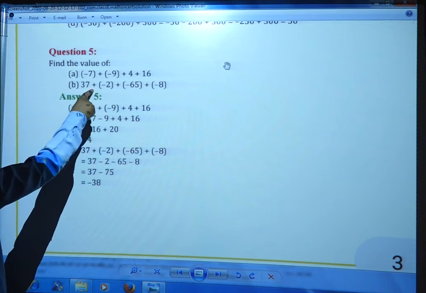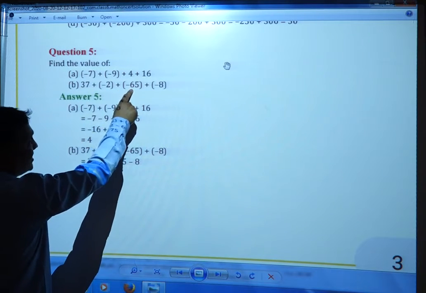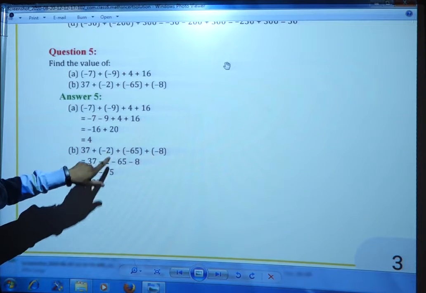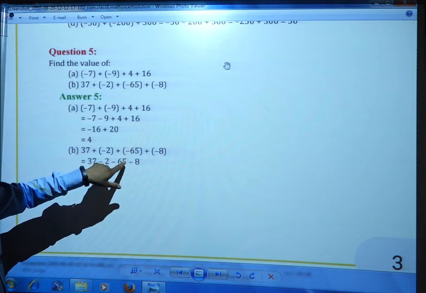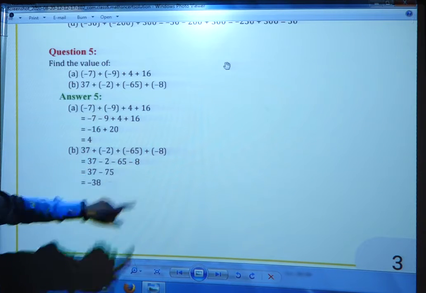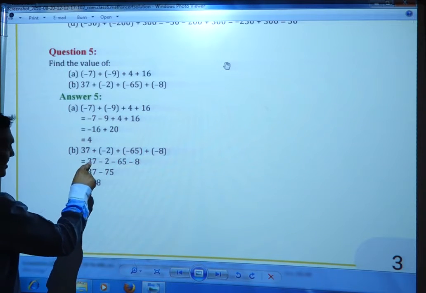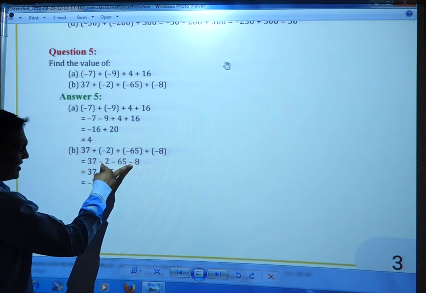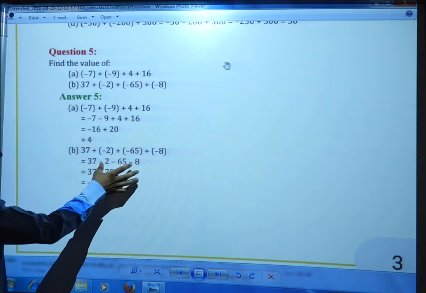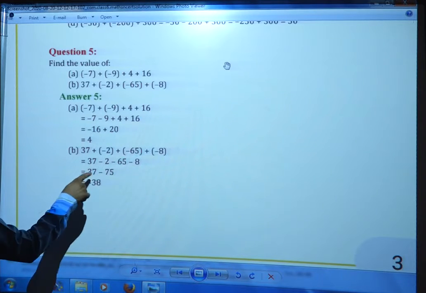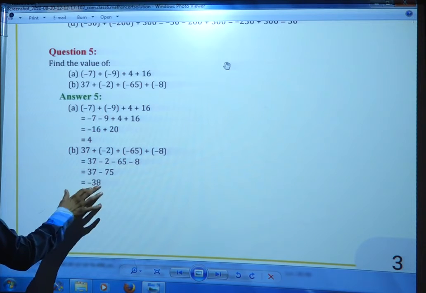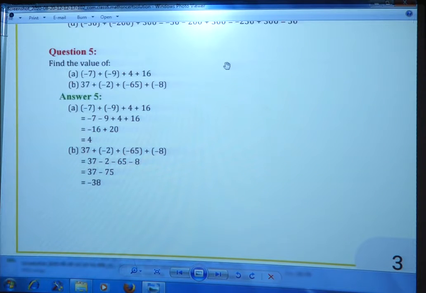Next question, 37 plus minus 2 plus 60 minus 65 plus minus 8. So 37 plus sign minus, minus 2, plus sign minus, minus 65, plus sign minus, minus 8. So 37 as it is, minus 2 minus 8 is minus 10, minus 10 minus 65 is minus 75. These three numbers became minus 75. One is in plus, one is in minus. When you subtract this, minus 38 is the answer. So this exercise is over. Now we will go for the next exercise.